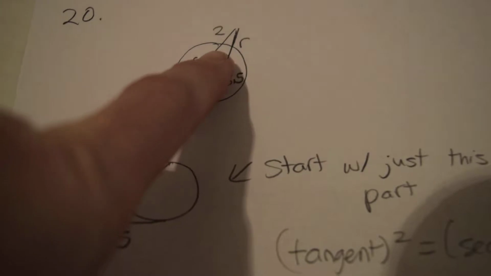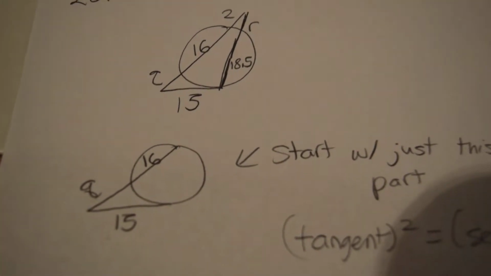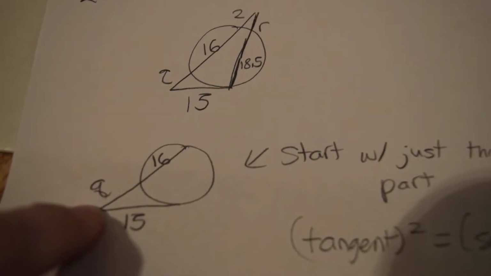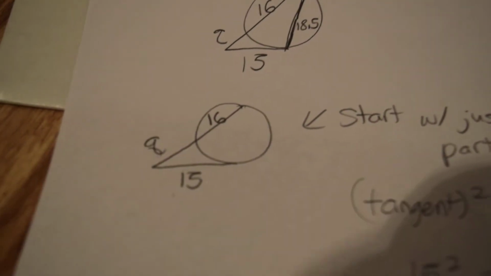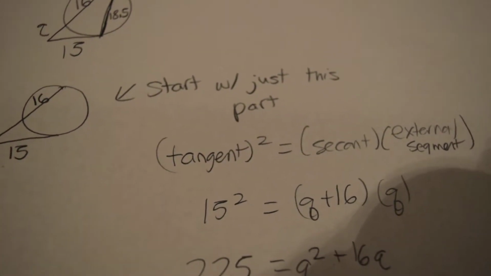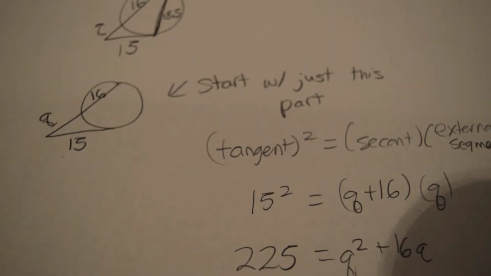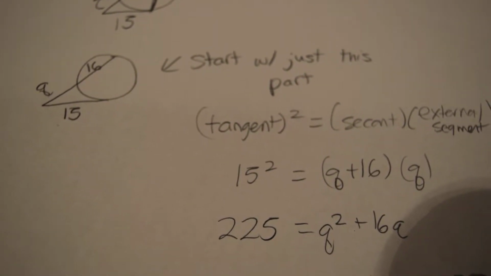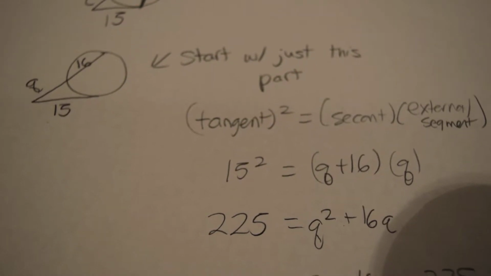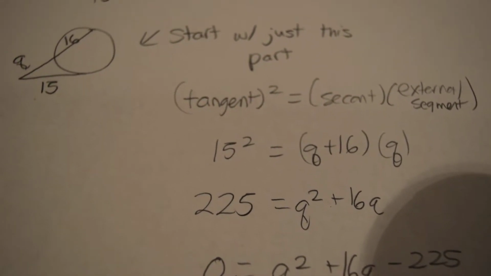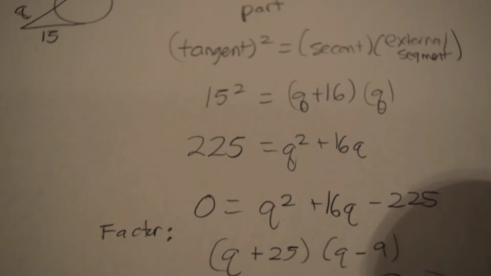No, I didn't need this external segment outside of it because I'm working off of this shared external point. So I'm going to pull out the Q and the 16 and then the 15 as the tangent so that I can use tangent squared equals the secant times its external segment. The tangent's 15, the secant is Q plus 16, the external segment's Q. So 225 equals Q squared plus 16Q, got it all together.